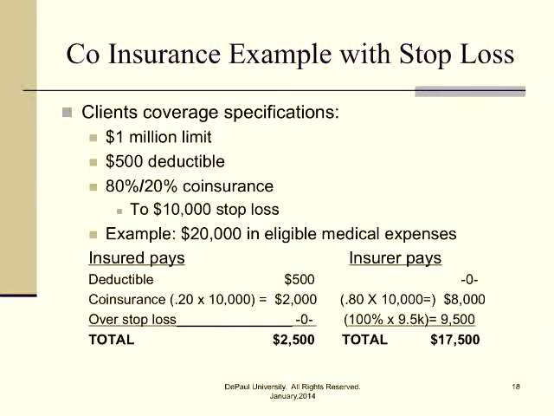Now, let's look at this example to see if we can make some sense of it so you have an idea of what you're looking for. It says the co-insurance example with a stop loss. This is slide 18. Our client has $1 million coverage with a $500 deductible, 80-20 co-insurance to a stop loss of $10,000. Let's assume there's $20,000 in medical expenses.